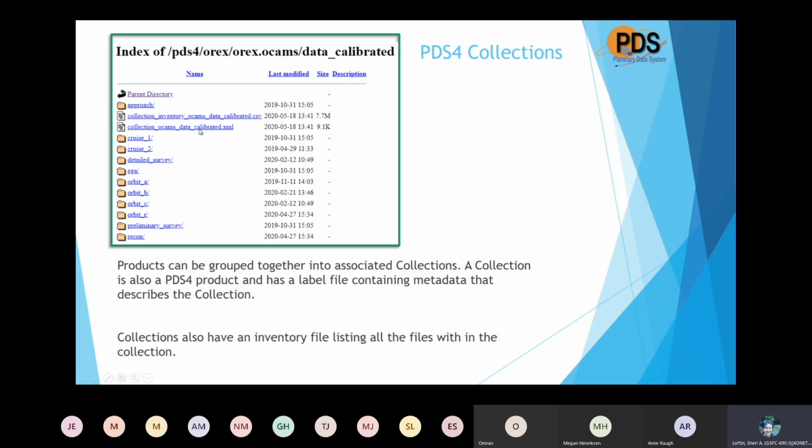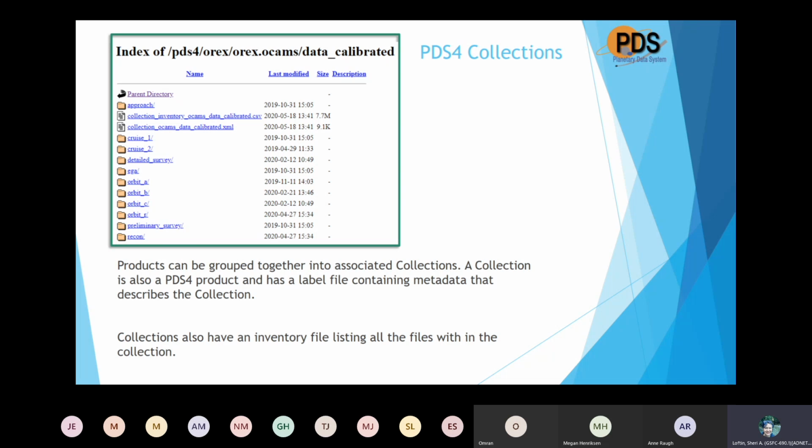All right, so this is that label file. Label files are XML, and every collection is going to have an inventory file, and that's going to come up later. The contents of that inventory file must match the contents of your collection. If it does not, your archive will not pass validation, and therefore not be ready to submit to the PDS.